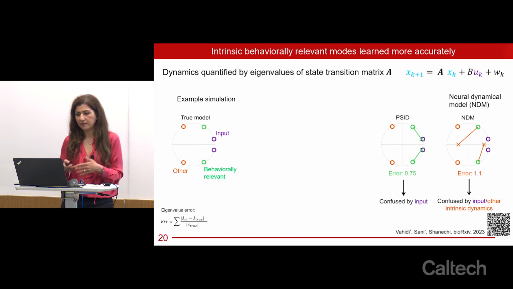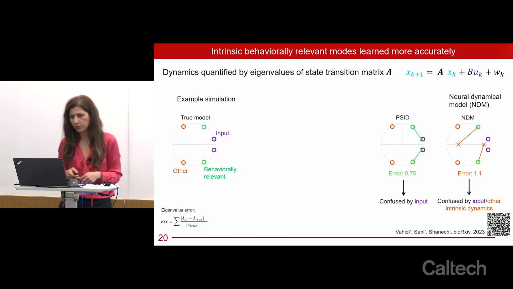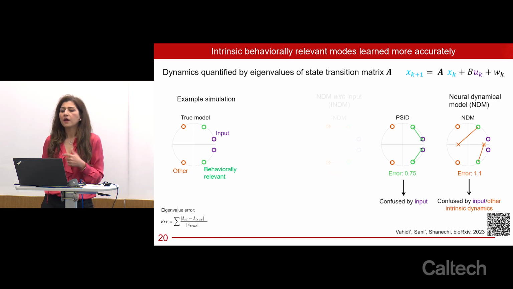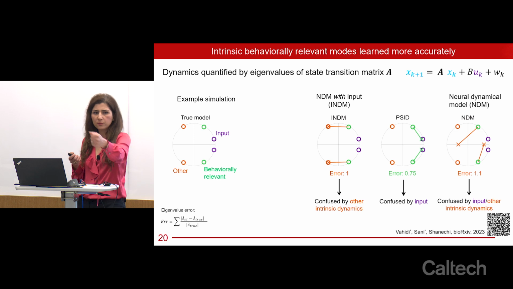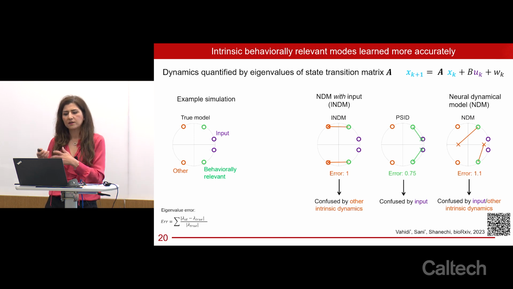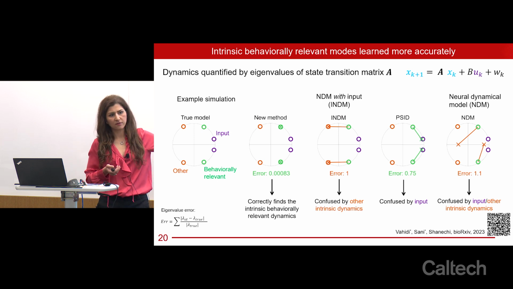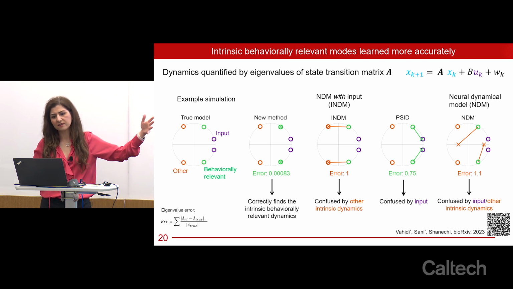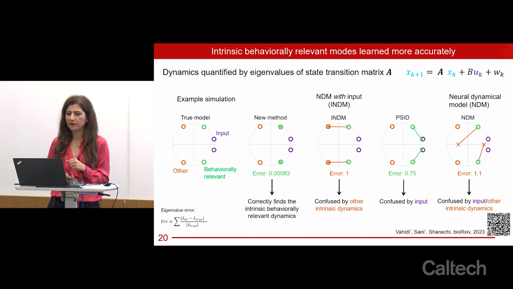And as you can see, PSID is not confused by the behaviorally irrelevant dynamics, but it is confused, indeed, by the input dynamics, as we just discussed. Then we added an input dynamical system modeling, where we give the input to NDM, but we don't give it behavior. Now, it doesn't get confused by input, but it gets confused with the other neural dynamics. And the only method that finds these green eigenvalues or eigenmodes of behaviorally relevant states is this new method that takes all of these signal sources appropriately into account.